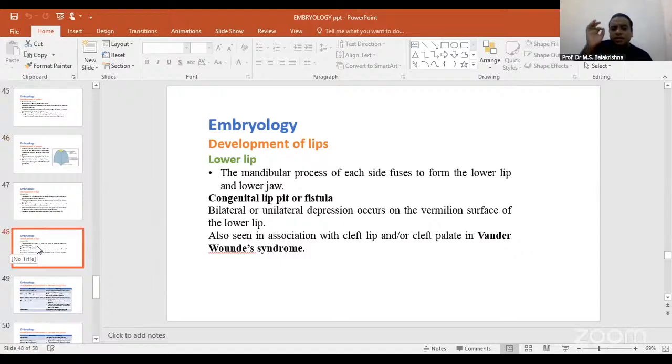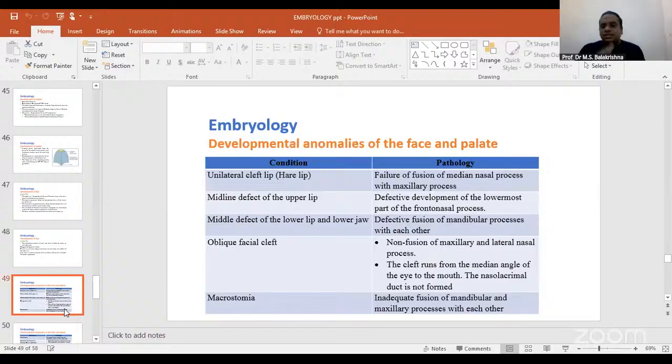And if there is cleft lip and palate, the syndrome that is more common with the lower lip problem also. And there is also cleft lip and palate, which is called Van der Woude syndrome. So please note this, take a screenshot for this. Then these are the various anomalies of the face and the palate.